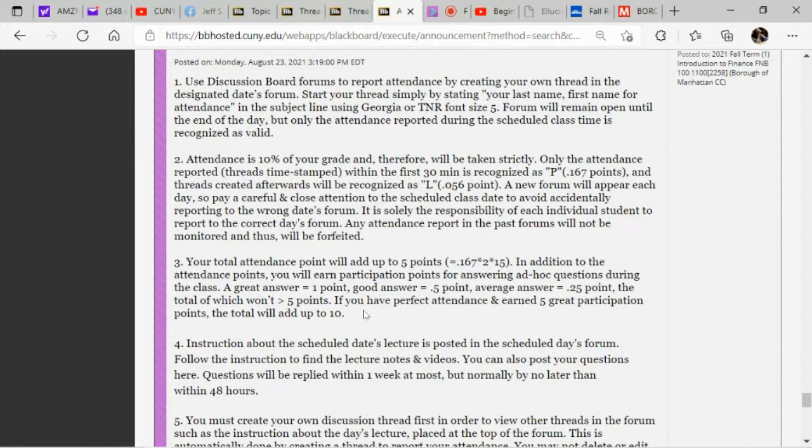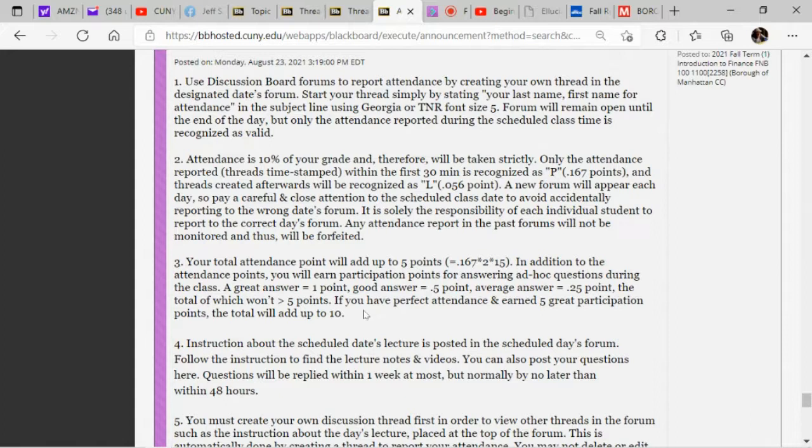Your attendance will give you a maximum of 5 points throughout the semester. Each attendance present is 0.167. Why so many decimals? It's inevitable because we'll meet 30 sessions, theoretically. Why? Because one semester is 15 weeks, and each week we meet two times. So you do the math, that's 30 sessions. You divide 5 by 30, and that's what you get.